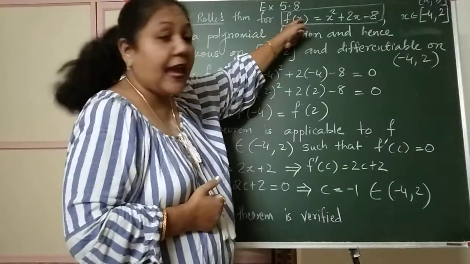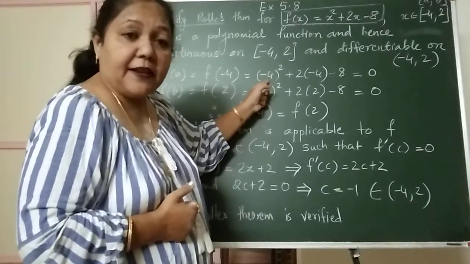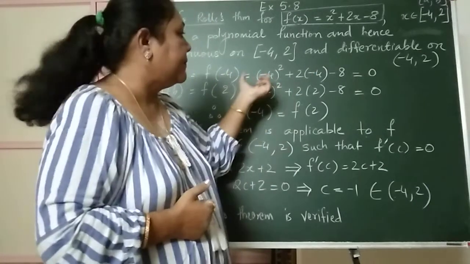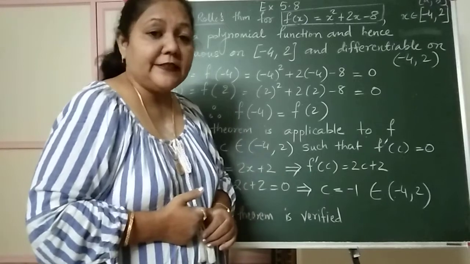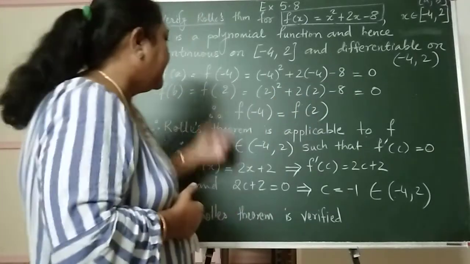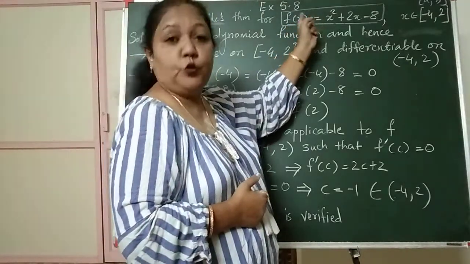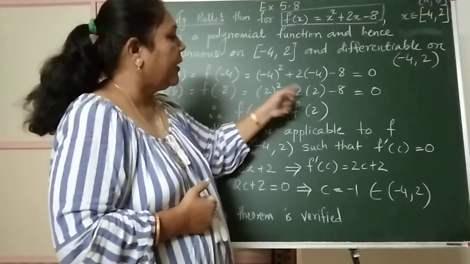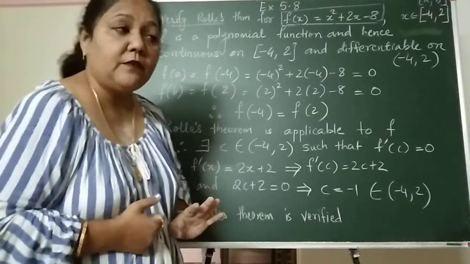In place of x, I am replacing it by minus 4 and I solve, and it becomes 16 minus 8 minus 8, that is 16 and minus 16, and that is equal to 0. Then I go to f of 2. In place of x, I put 2. So this becomes 2 square, that is 4, plus 4 is 8, and minus 8, and that is going to become equal to 0.